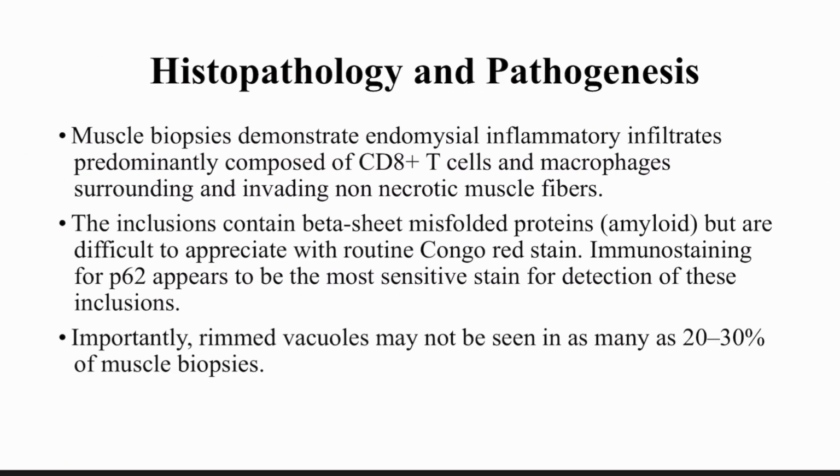Then there is histopathology and pathogenesis. Histopathology: CD8 cells and macrophages will cause inflammatory infiltrates and non-necrotic muscle fibers. Inclusions, very important. We are studying inclusion body myositis. What are the inclusions? Inclusions contain amyloid, but we cannot see it with the regular Congo red. We have to stain it with P62. Importantly, there are also rimmed vacuoles. Rimmed vacuoles means there are vacuoles, empty spaces, and there are inclusion bodies.